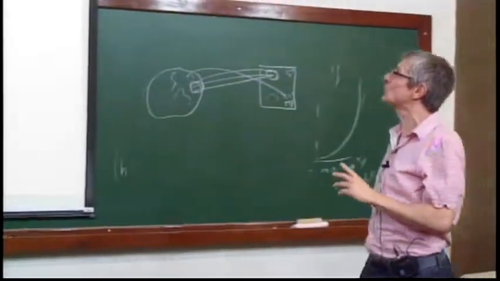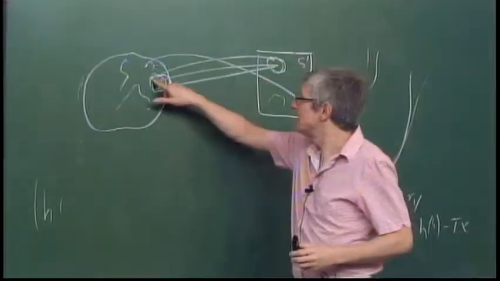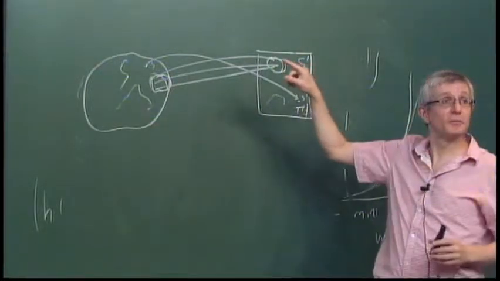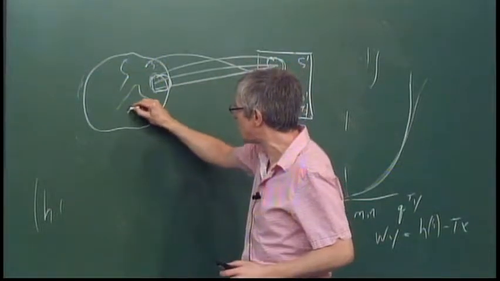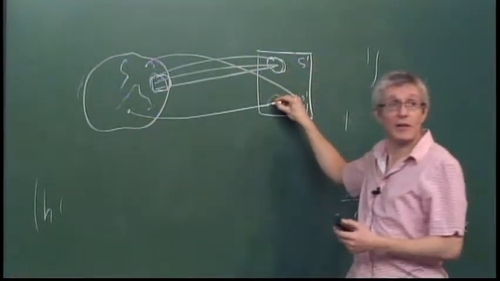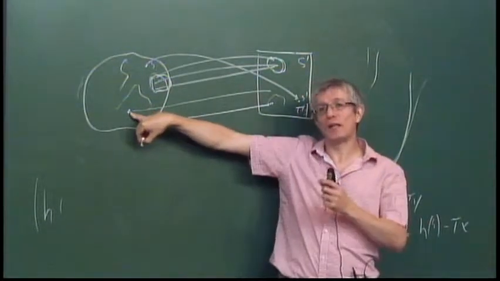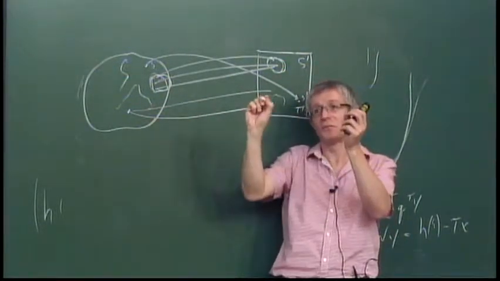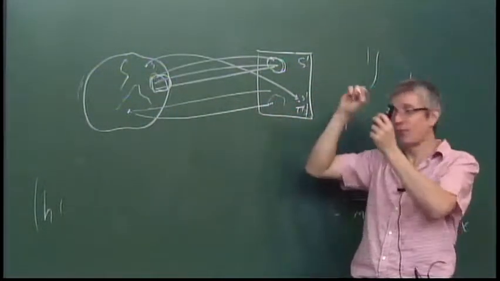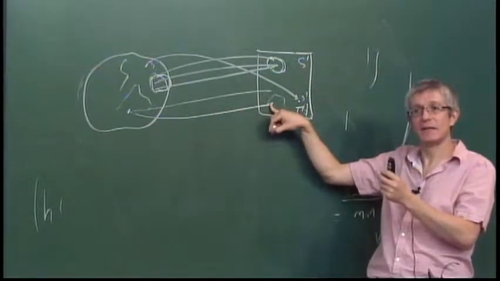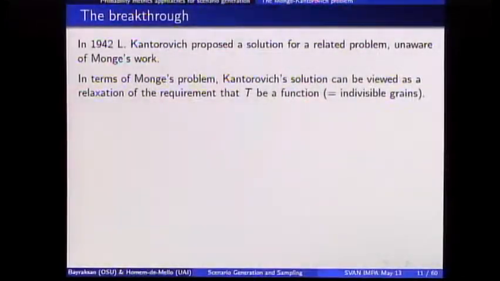Kantorovich's solution, you can view it this way: imagine that we relax the assumption that T is a function. Because part of the problem here is that we are imposing that we need to take any point here to one point here. But this has to be a function, so we cannot break this into two. So each grain of sand here is indivisible, because you cannot take one grain here and send it to two parts. If you have one grain, it has to go to one grain here.